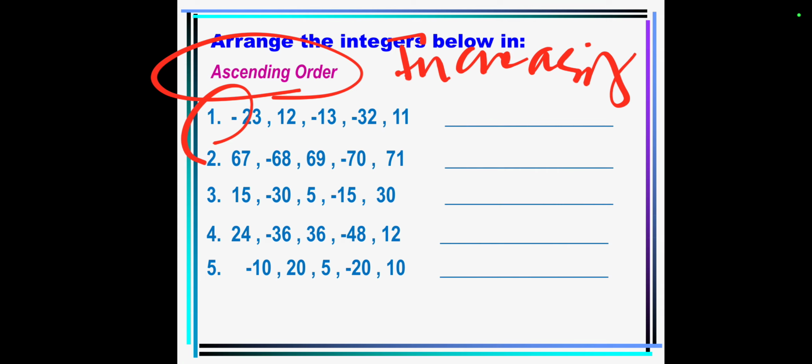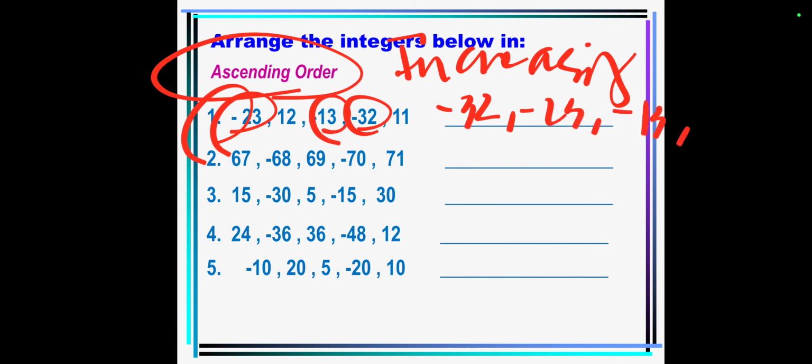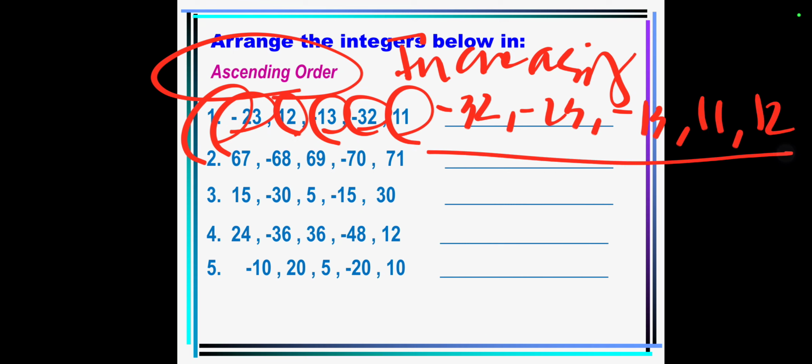So we start with the smallest, which means the number that we most likely don't prefer. The number that we don't prefer is having a debt of negative 32. So we start with negative 32, followed by negative 23, followed by negative 13, and then positive 11, and then positive 12. So this is the sequence. I hope that is clear. Sorry for my writing, but it is the answer.